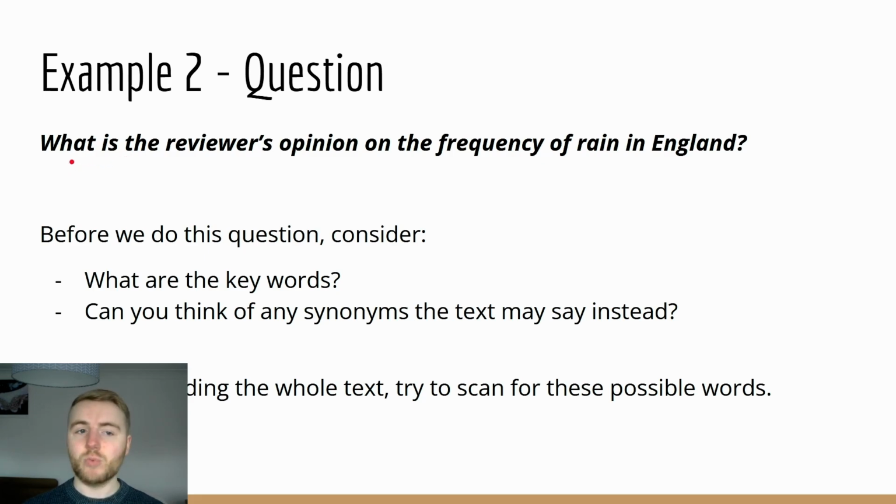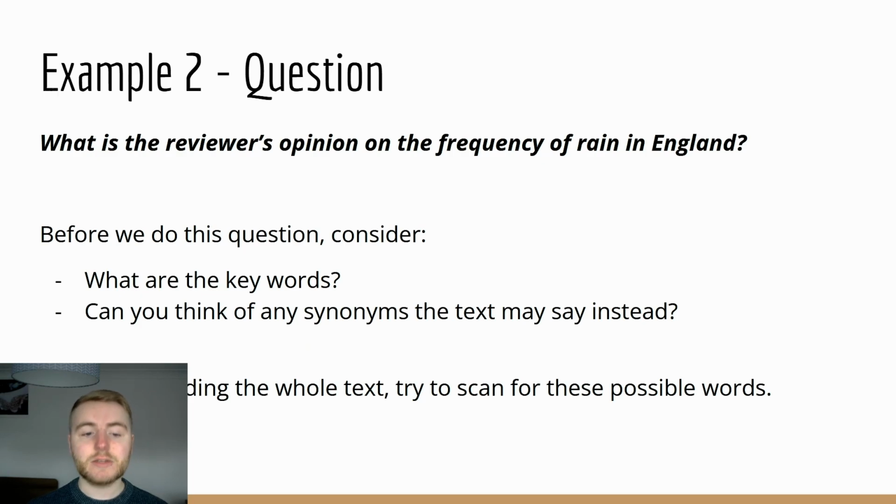So the question is, what is the reviewer's opinion on the frequency of rain in England? Well, before we do this question, you should think about what are the key words, and secondly, can you think of any synonyms the text may say? Because the text probably won't repeat the same keywords, it will probably use different words. In this case, the key words, hopefully you got it right, they're going to be frequency, rain, England. Those are the key words to watch for in this question.